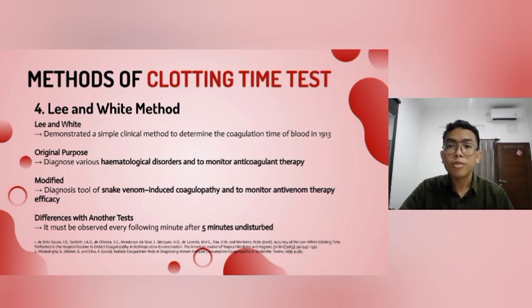Today I would like to explain about the Lee and White method. Lee and White demonstrated a simple clinical method to determine the coagulation time of blood in 1913. The original purpose is to diagnose various hematological disorders and to monitor anticoagulant therapy. There is a modified diagnosis tool for snake venom-induced coagulopathy and to monitor antivenom therapy efficacy. The difference from other tests is that it must be observed every minute after 5 minutes undisturbed.